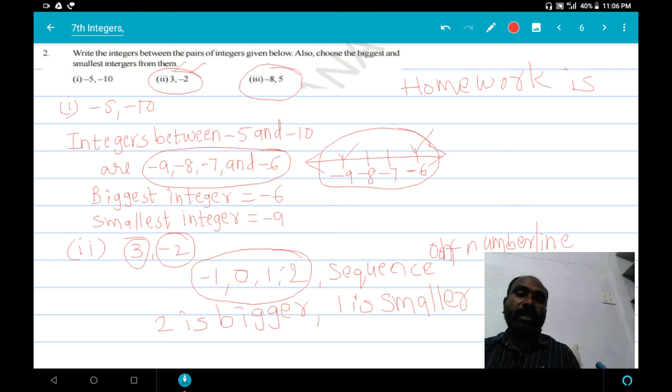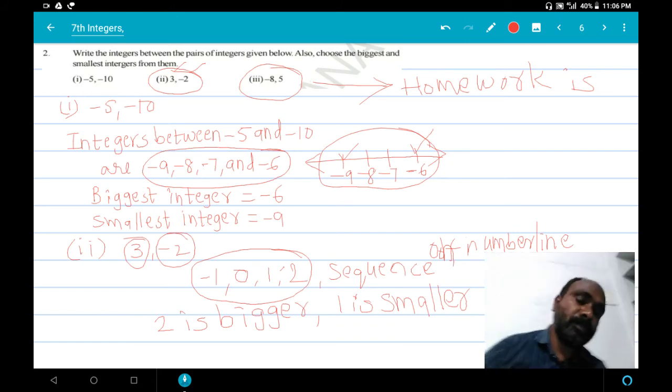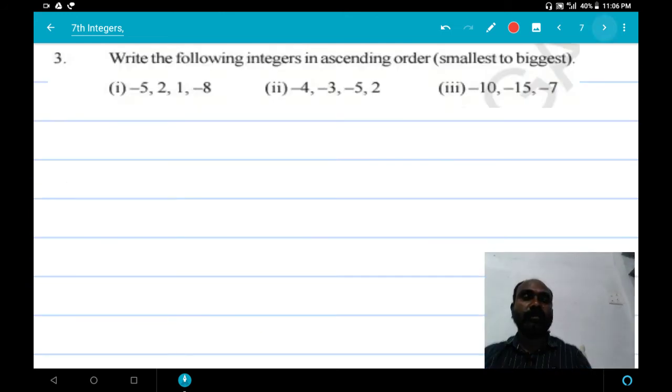Write integers between the pair of integers minus 8 and 5, and also choose the biggest and smallest integers from them. Here, write the following integers in ascending order, smallest to biggest.